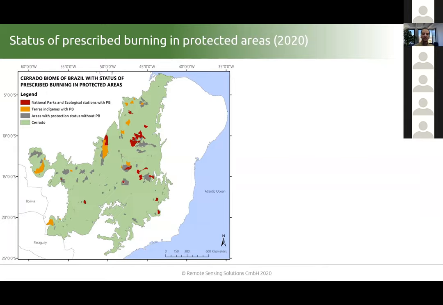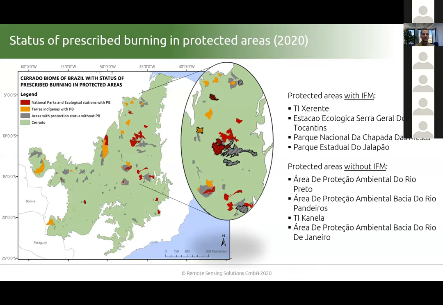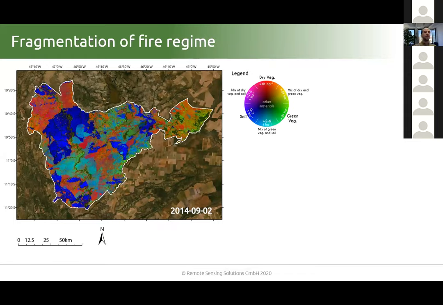From these areas, we picked some with the longest history of integrated fire management activities. These were mainly the indigenous land of Xerente, the ecological station of Serra Geral do Tocantins, the National Park Chapada das Mesas, and Parque Estadual do Jalapão. And now we are looking back at the 6 years of IFM history to compare the results and the effect, how effective IFM was, and compare that to protected areas without IFM. These protected areas were also selected based on similar characteristics like size, amount of rainfall, location, and things like that.